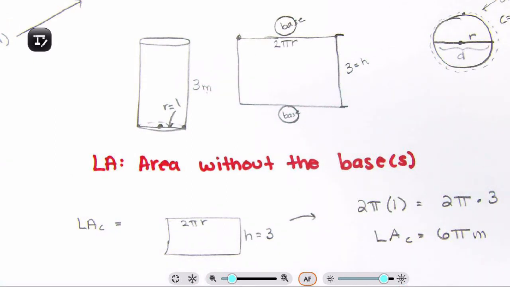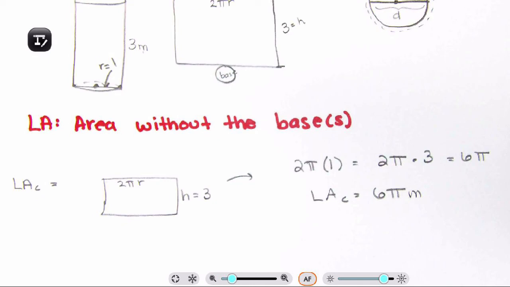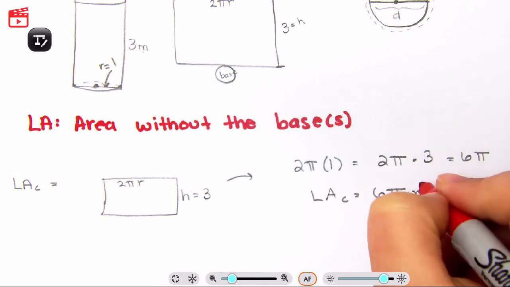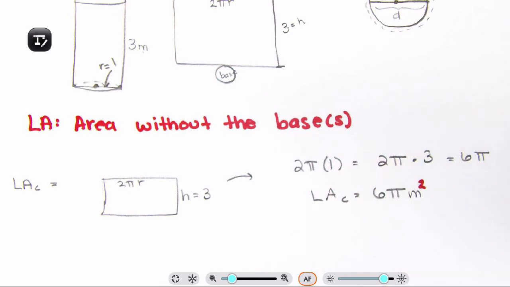Now, here's what's super important. Volume is cubed. Area is squared. So when we were watching videos about, hey, what have we been doing? And we would ask the questions, what do we want? We're wanting volume. Volume means the answer is cubed. Now we're asking, what do we have? We have area. Area is always squared.